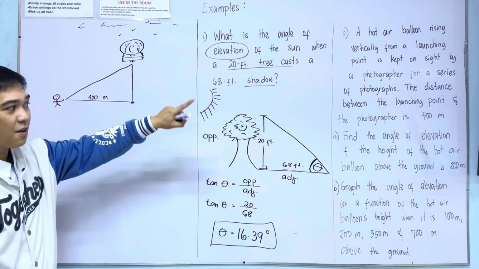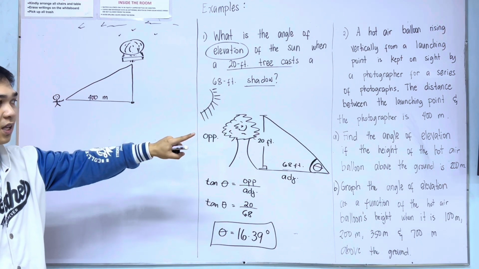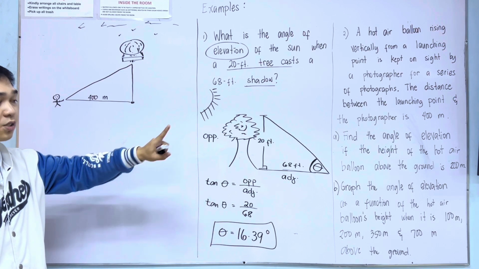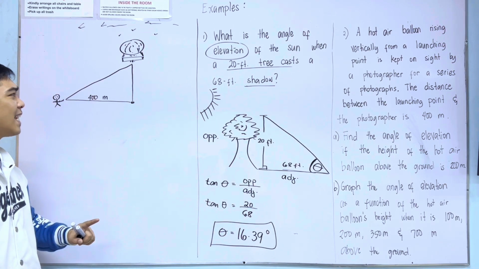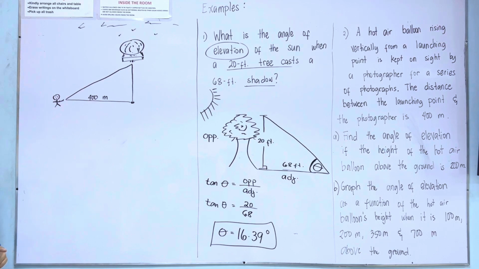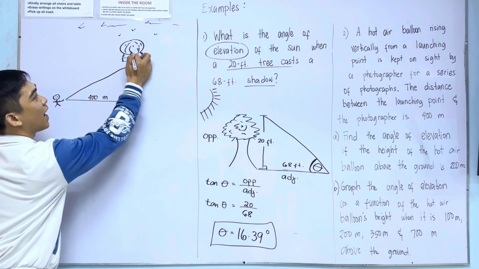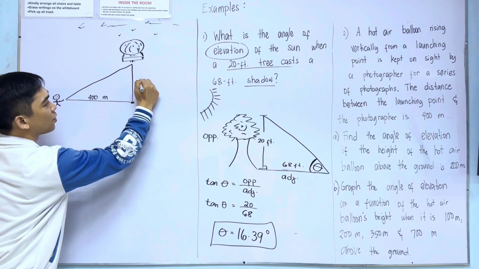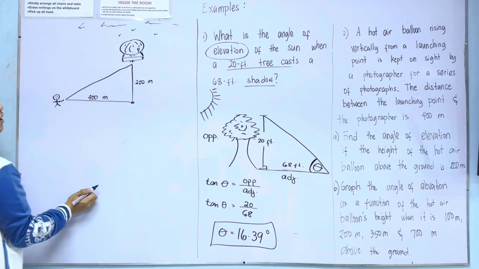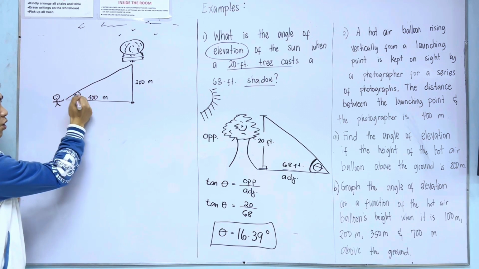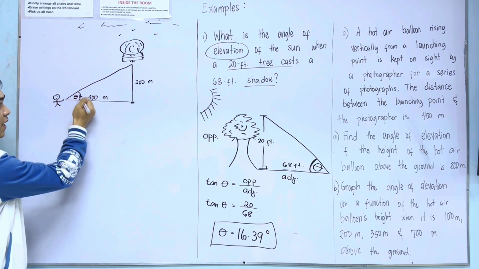Sa letter A, find the angle of elevation if the height of the hot air balloon above the ground is 200 meters. Saan nilalagay si 200? Sa opposite. Launching point to hot air balloon. Ito si 200. Now we're looking for the angle of elevation. Itong angle na ito.